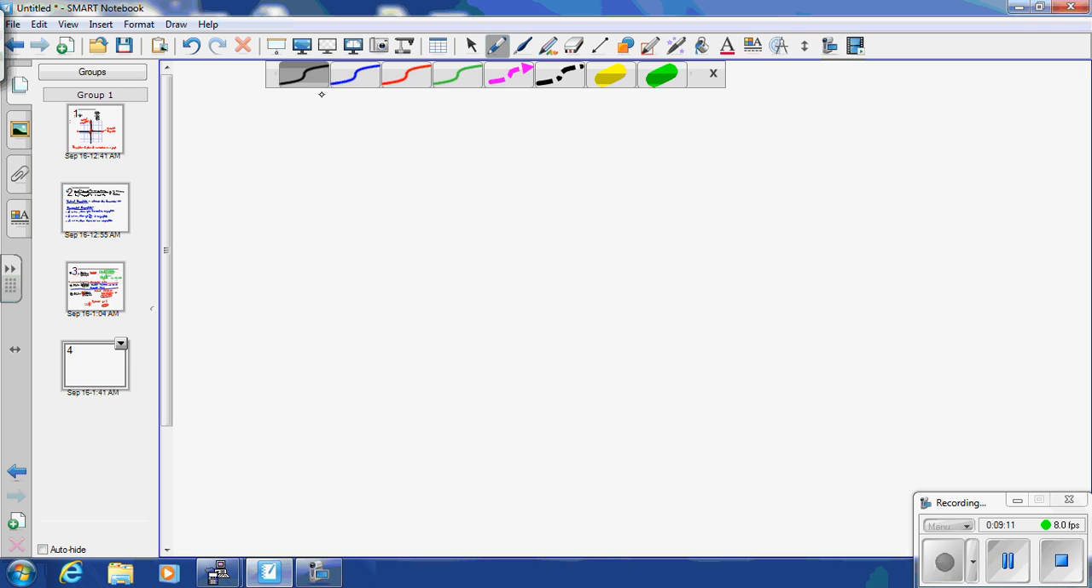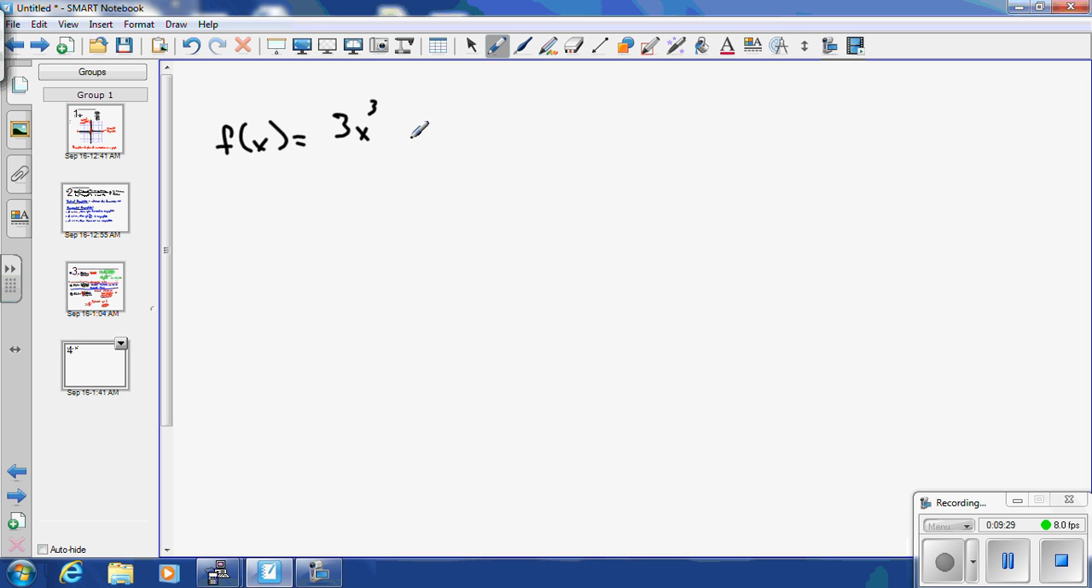So here we'll consider, let's say the function, I'll borrow one from the book here, f of x is equal to, let's say 3x cubed plus 7x squared plus 2, and that's going to be divided by negative 4x cubed plus 5.